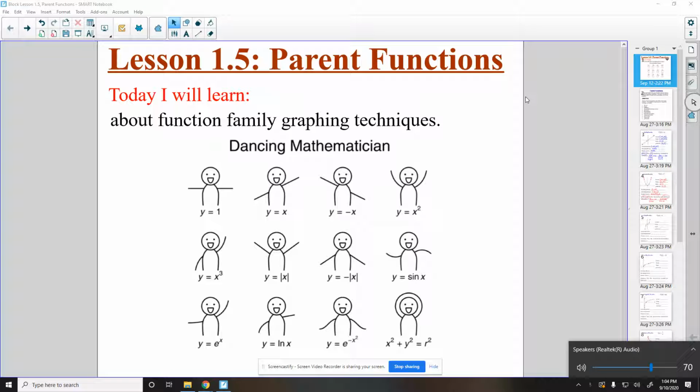All right, so lesson 1.5 is going to be very different than just taking notes like we've been doing. Because in lesson 1.5, we're going to be learning about parent functions, which really just involves memorizing what functions look like in their simplest form.